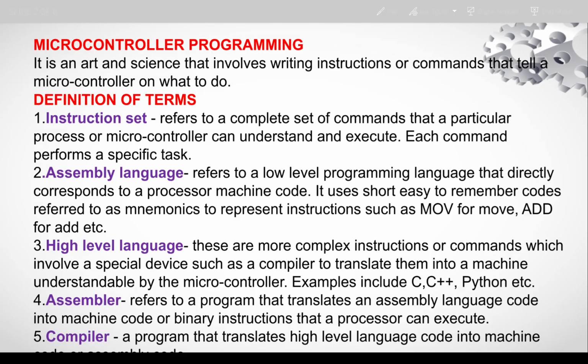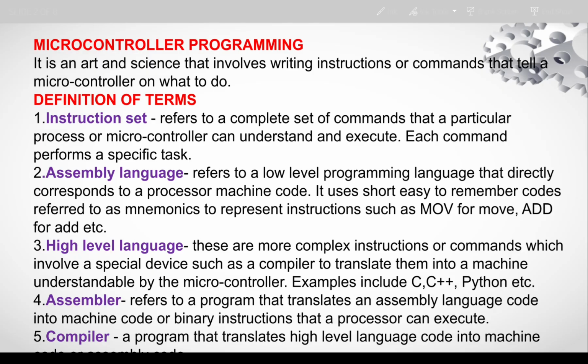Then you have an assembly language. It refers to a low-level programming language that directly corresponds to a processor's machine code. It uses short, easy to remember codes referred to as mnemonics to represent instructions, such as MOV for move, ADD for add, etc. So that is how we can define an assembly language, and you'll discover that in our microcontroller programming, we always use low level instructions to write code that can instruct a microcontroller on what to do. Then we have a high level language.